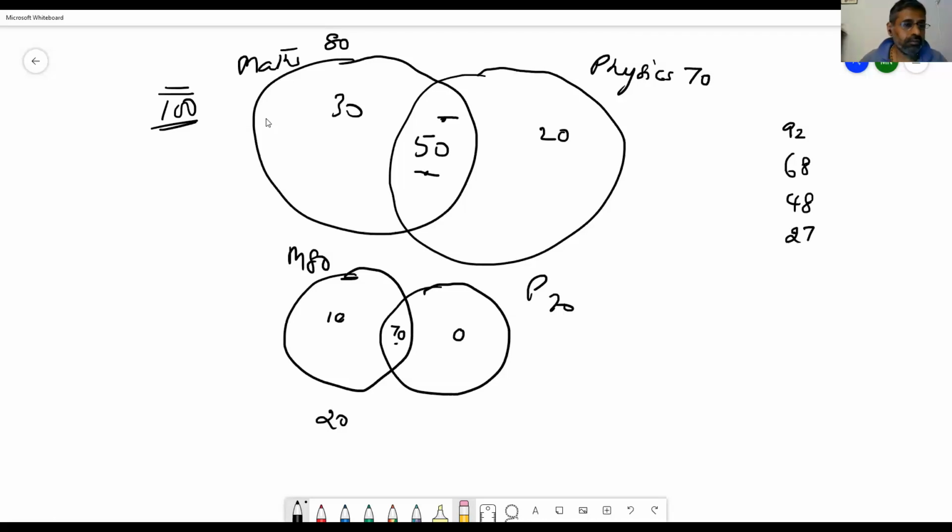What is the minimum number of people who can be there? Can we go below 50? We can't go below 50. Okay, 50 is the minimum number that can happen. You cannot have a situation wherein the number of people is less than 50. So the maximum number is 70 and the minimum is 50, and the range is between 50 and 70. So the number of people who like both can be between 50 and 70. Okay, so this is the only possible answer.